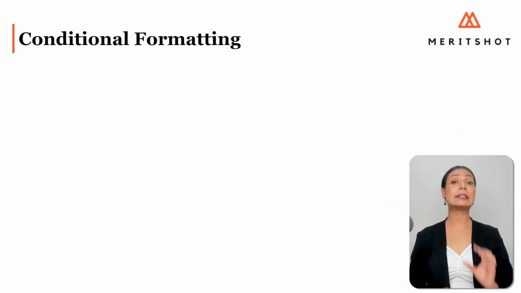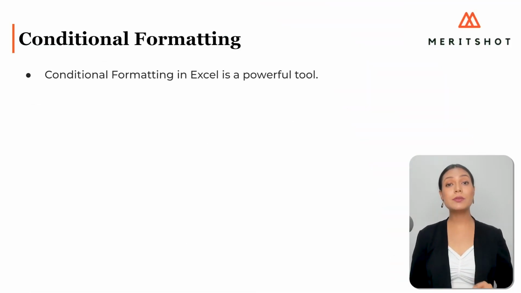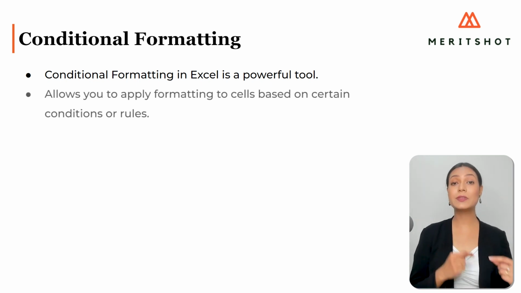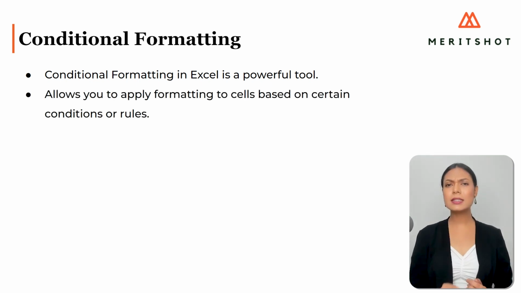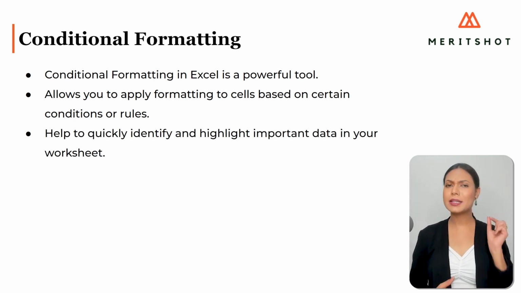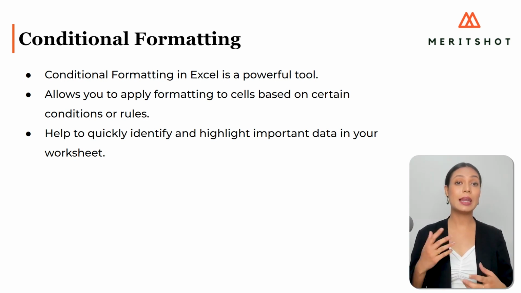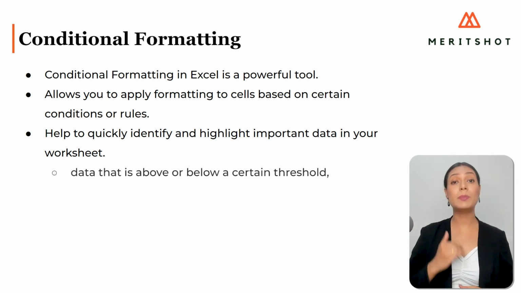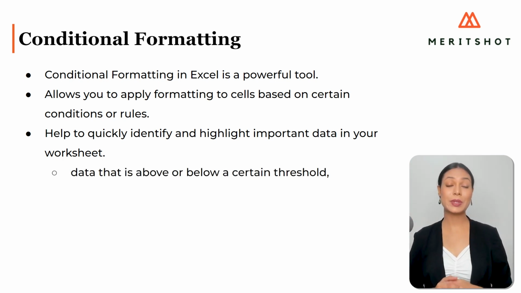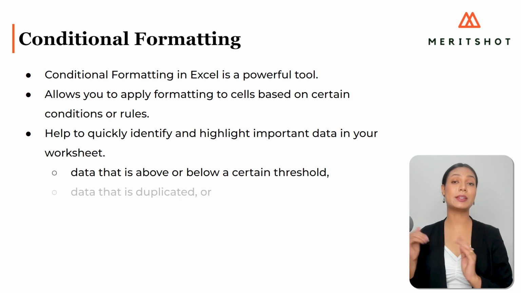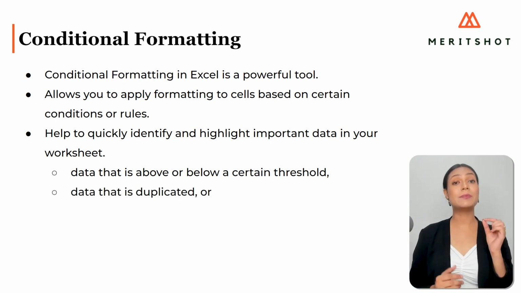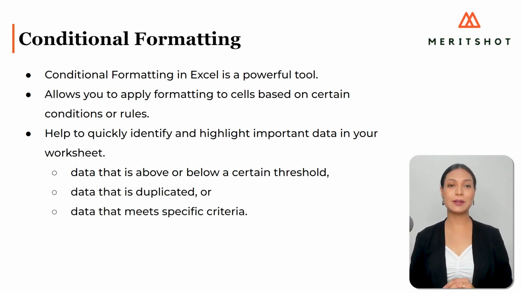Conditional formatting is a powerful tool that allows you to apply formatting to cells based on certain conditions or rules. This can help you to quickly identify and highlight important data in your worksheet, like data that is above or below a certain threshold, data that is duplicated, or data that meets specific criteria.